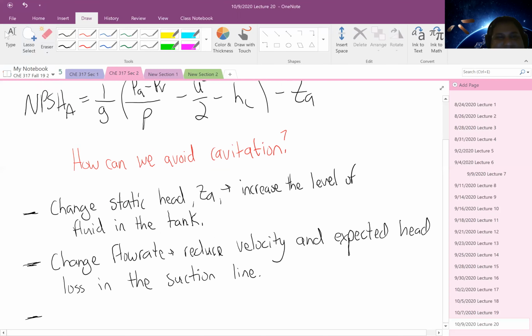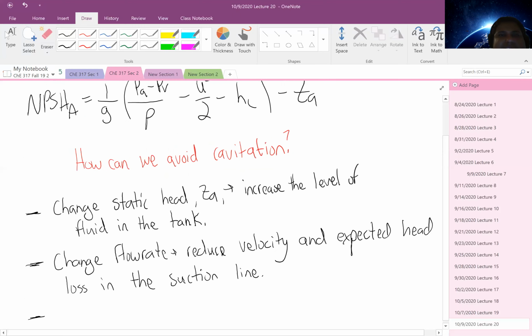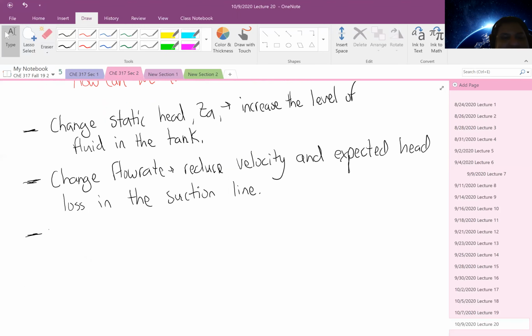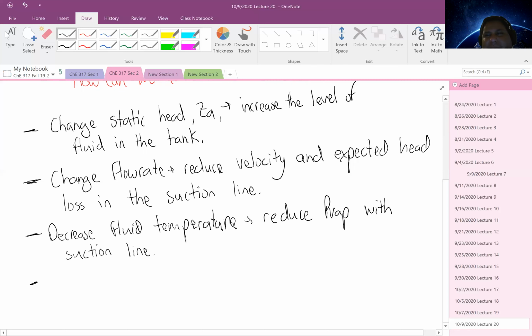Could we try and manage the differences in pressure, to keep that ratio down? You could. The easiest way to manipulate that relative pressure ratio is to decrease your fluid temperature, and this would reduce your vapor pressure. You could also increase your fluid temperature in the inlet. That may or may not be a little more difficult.